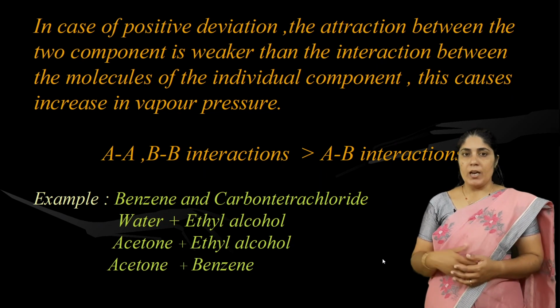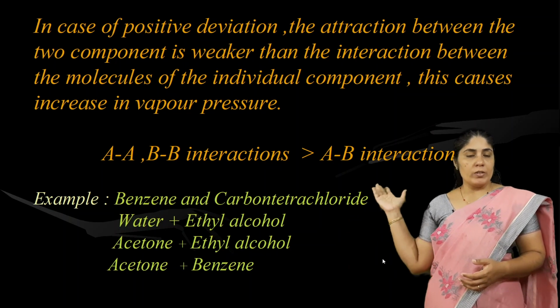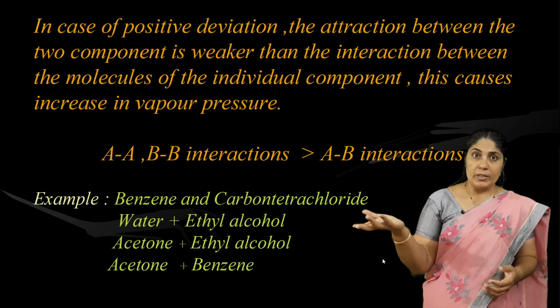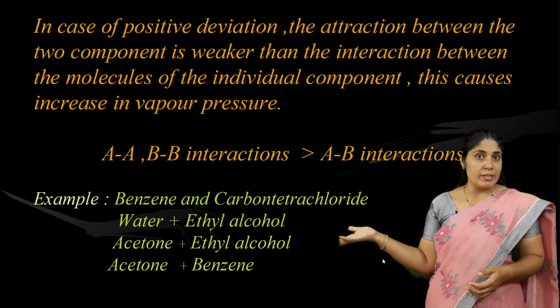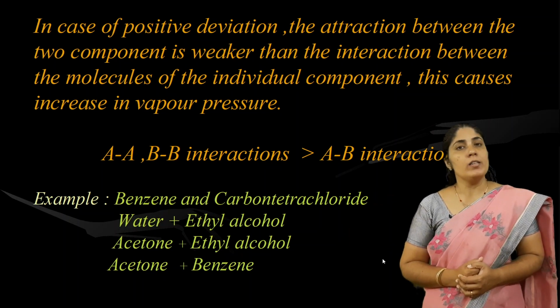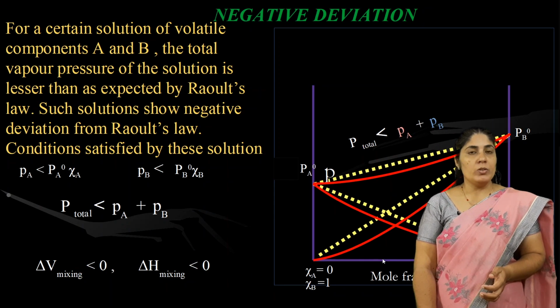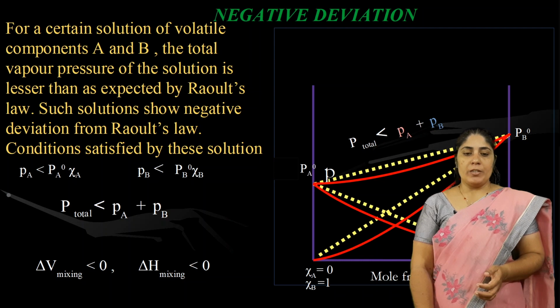A few examples are given here: benzene and carbon tetrachloride, water and ethyl alcohol, acetone and ethyl alcohol, acetone and benzene. These are just a few examples of positive deviation non-ideal solutions. Now, we will move on to negative deviation.